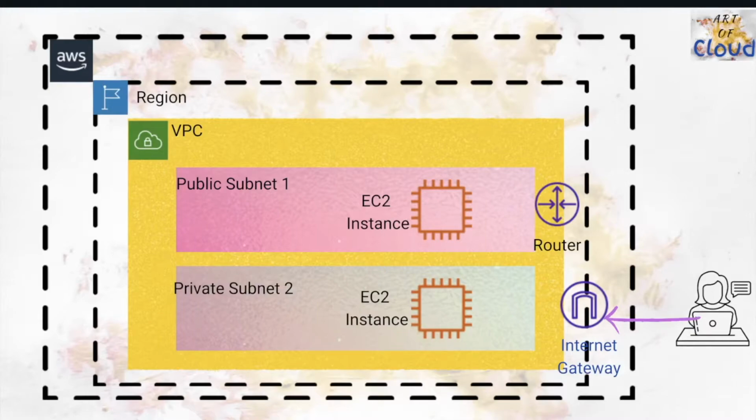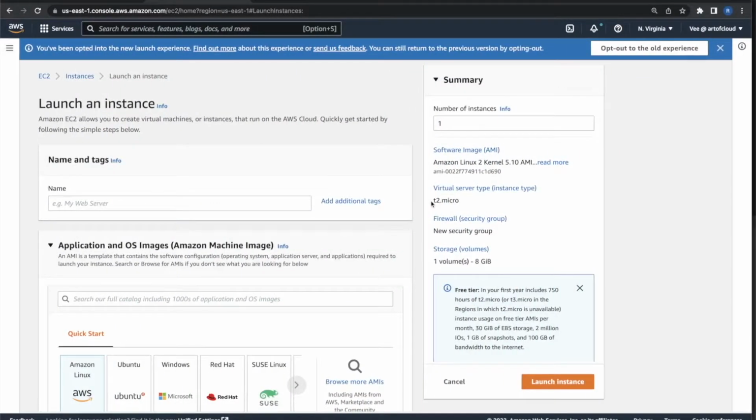So let's quickly take a look at how it would look on an AWS console. What we are going to do is launch an EC2 instance, and potentially we will connect to that EC2 instance using an SSH mechanism, and we'll see what else we can do on that virtual machine. Okay, so let's jump into the AWS console.